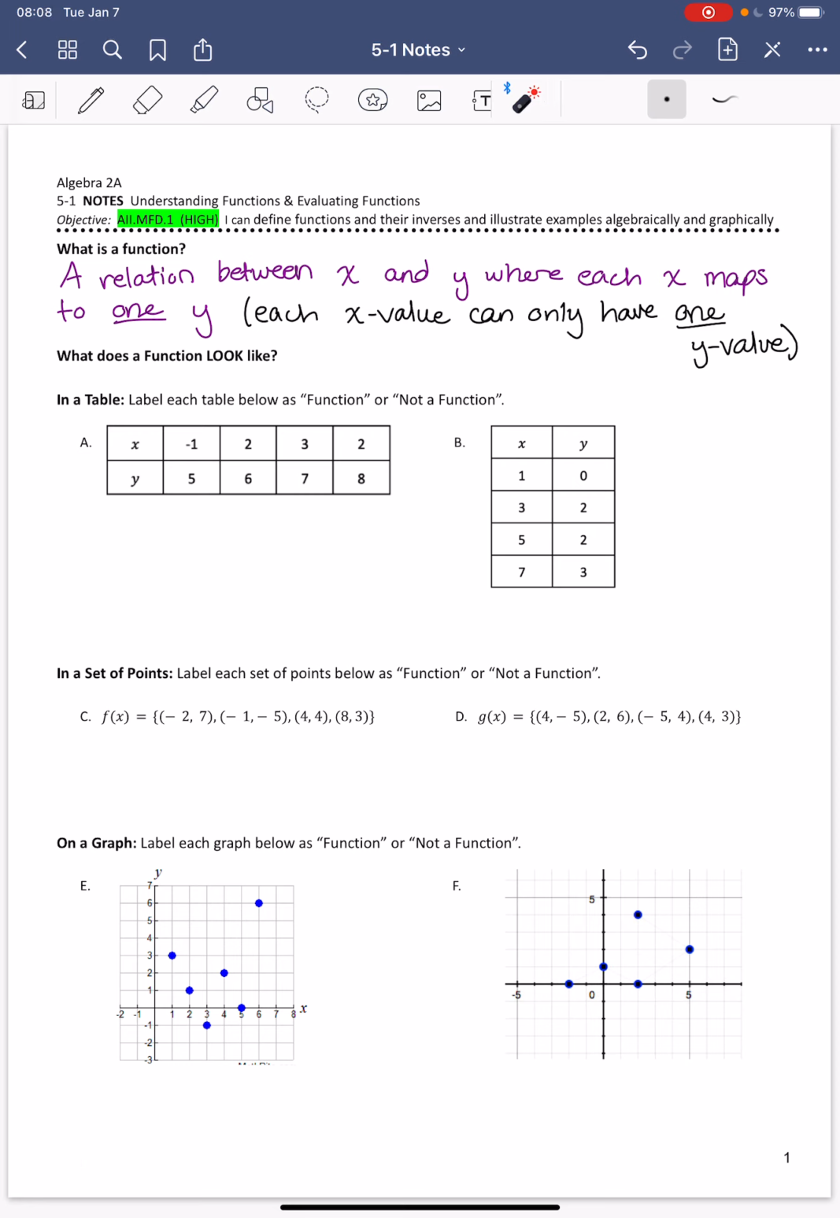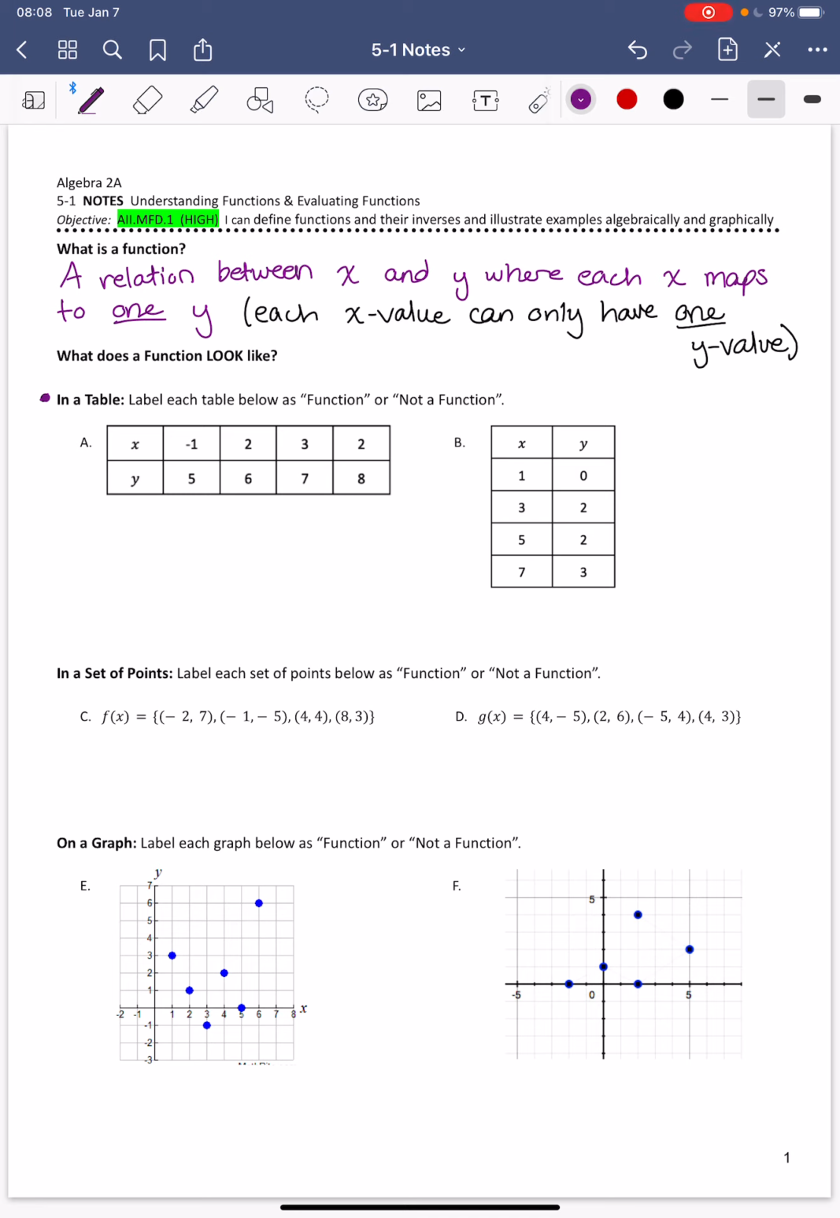First, what is a function? A function is a relation between x and y, where each x maps to one y. Another way to say this is each x value can only have one y value. This rule only applies to x, and we'll see that in the examples. First, let's look at a table. This is our first representation.